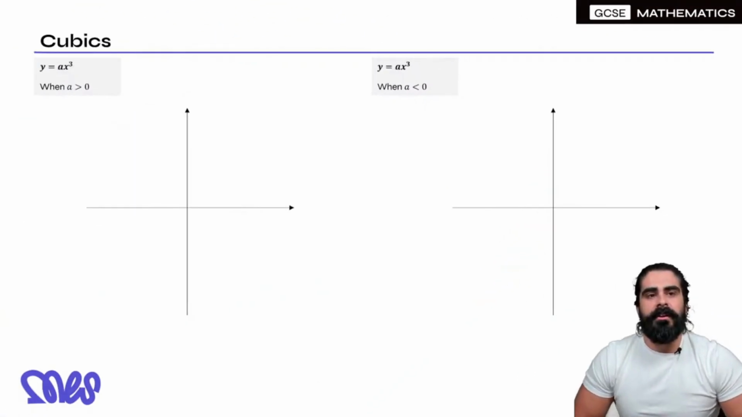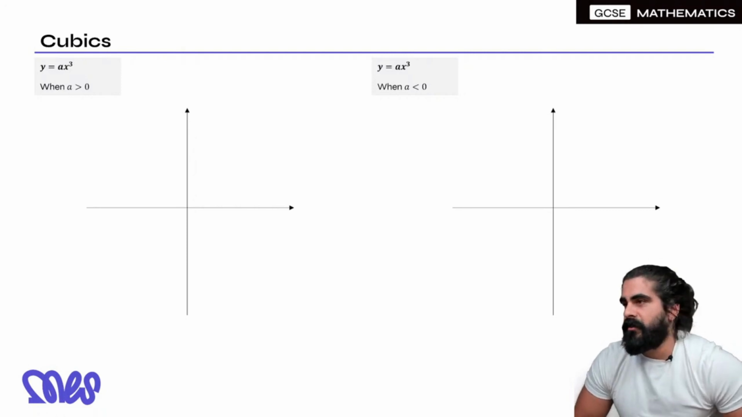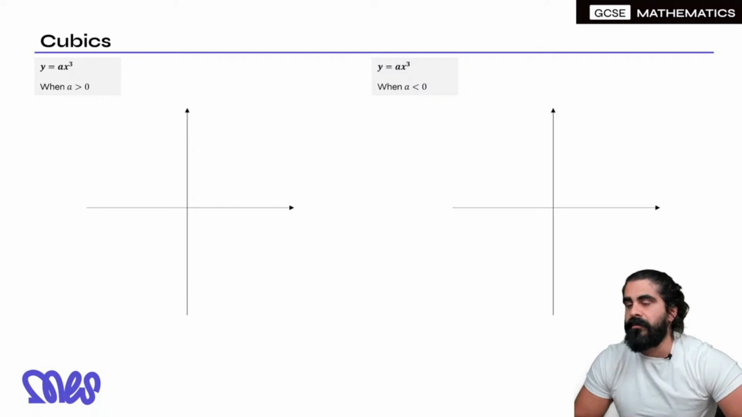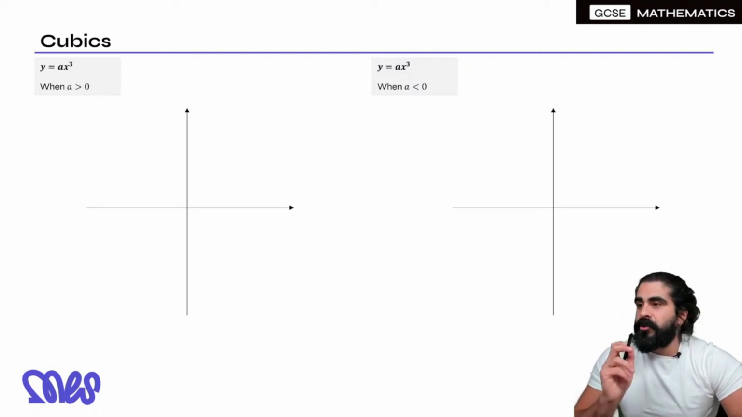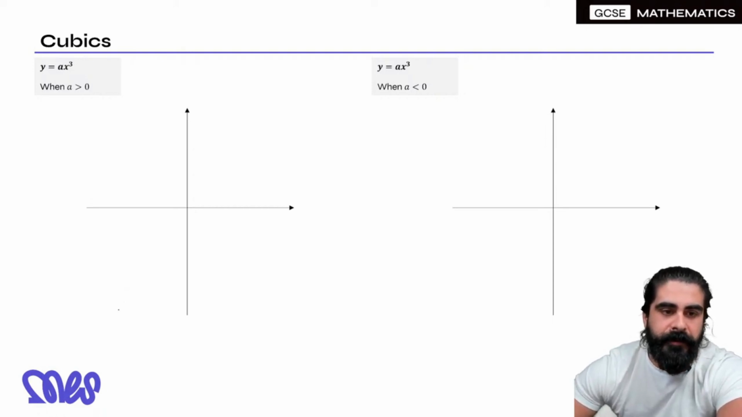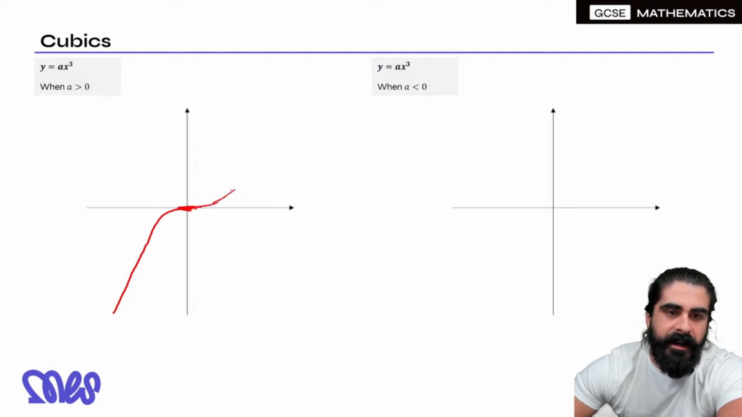Right, the next one is cubics. Now, cubics do have a few forms, and you guys need to be aware of what those forms are. But the most basic positive cubic looks like this. It comes up, then it goes flat at 0. So you want to make it look like it goes flat, and then it keeps going back up.